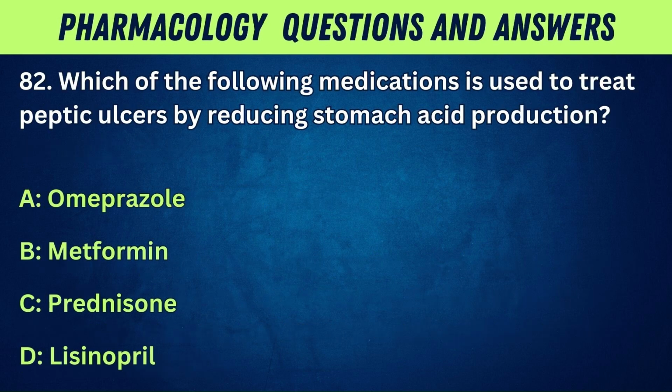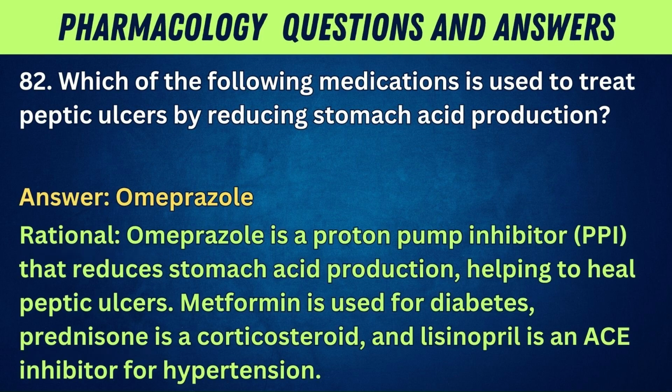82. Which of the following medications is used to treat peptic ulcers by reducing stomach acid production? A. Omeprazole. B. Metformin. C. Prednisone. D. Lisinopril. Answer: omeprazole. Rationale: Omeprazole is a proton pump inhibitor, PPI, that reduces stomach acid production, helping to heal peptic ulcers. Metformin is used for diabetes. Prednisone is a corticosteroid, and lisinopril is an ACE inhibitor for hypertension.